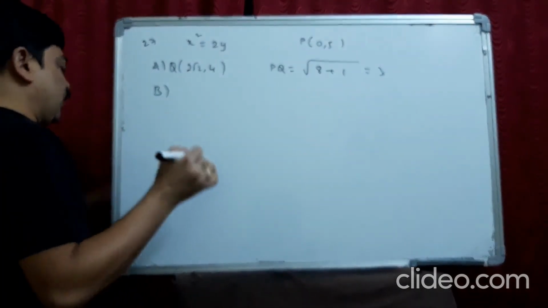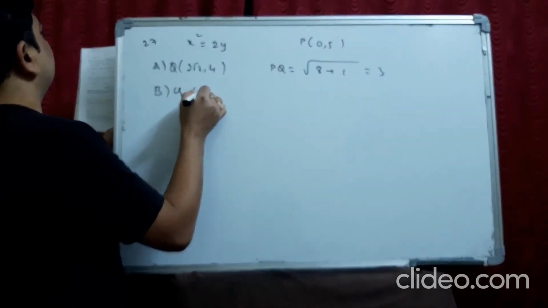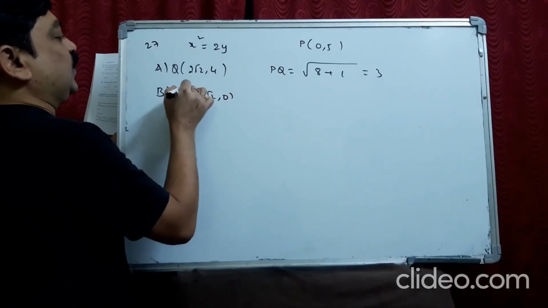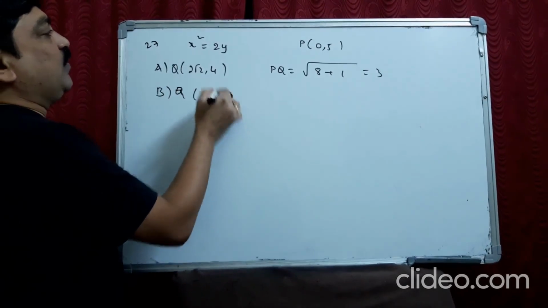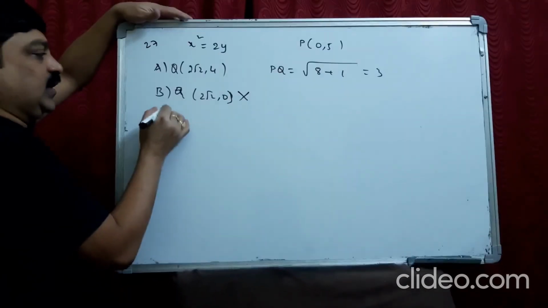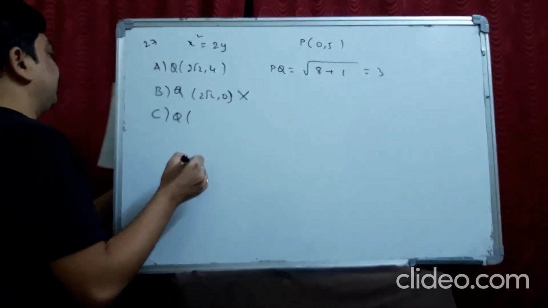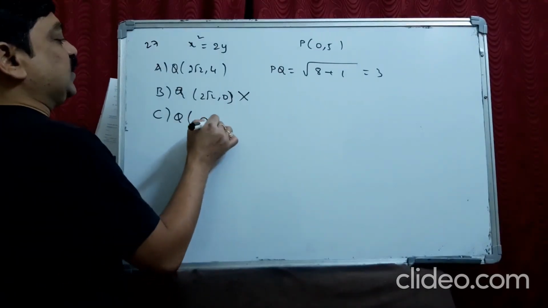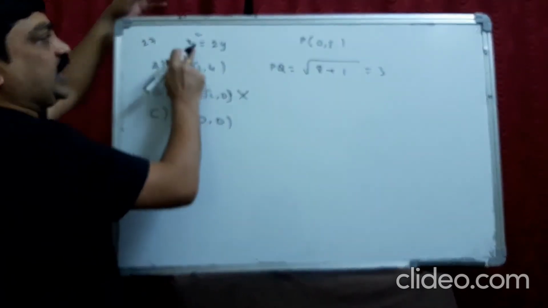In the same way, second option. It is 2 root 2, 0. 2 root 2, 0 will not satisfy this; 8 is not equal to 0, so it won't satisfy, no need to check. Third option, if q is 0, then 0, 0 satisfies this equation.